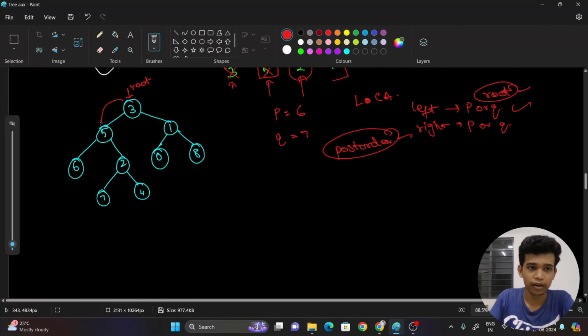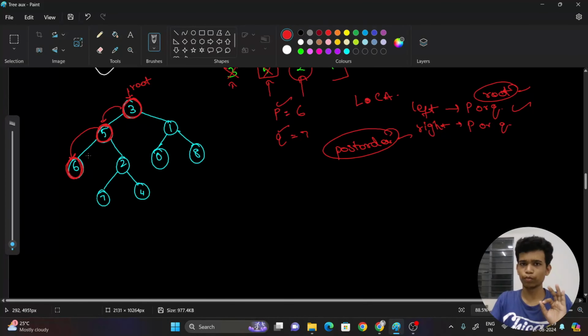Now, see here, left, again left. It is what? A null. But before going to this, whenever we are going down, we want to check whether that root value is equal to our P value or Q value. Okay. Let us find whether this 3 is equal to our P value or Q value. No. Okay. Go down. Whether this 5 is equal to our P or Q value. No. Go down. Whether this 6 is equal to the P or Q value. Yes. Then I can say this should be one of my descendants. So I will write what? A 6 here. Can you understand this?